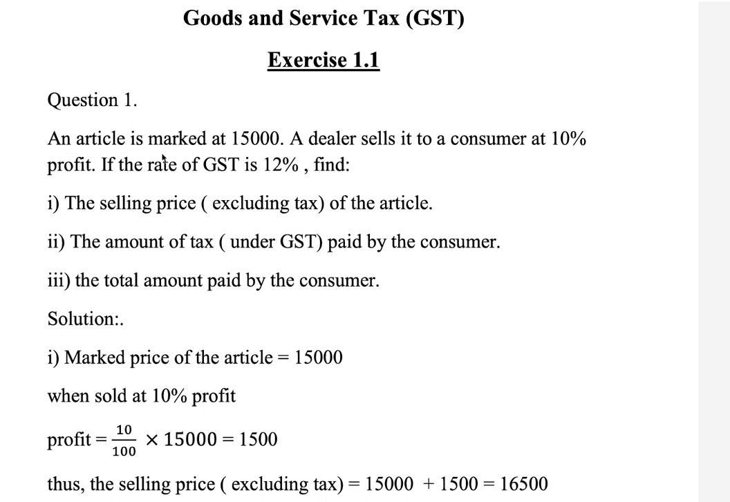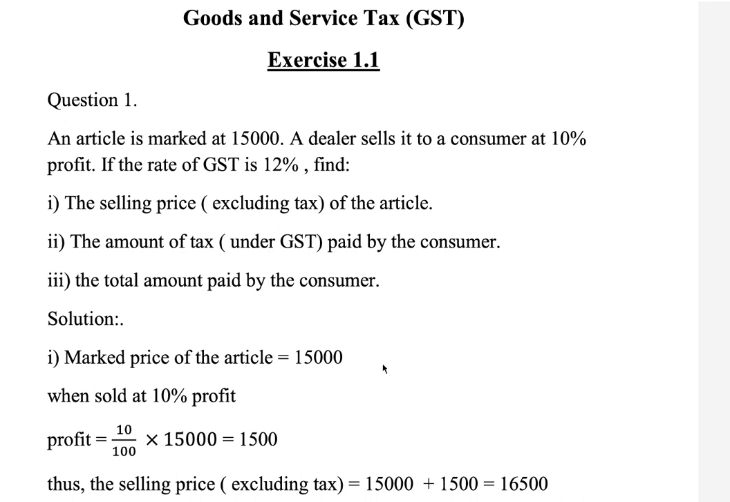See, an article is marked at rupees 15,000. A dealer sells it to a consumer at 10% profit. If the rate of GST is 12%, find out number 1, the selling price excluding tax of the article. Number 2, the amount of tax under GST paid by the consumer and total amount paid by the consumer.